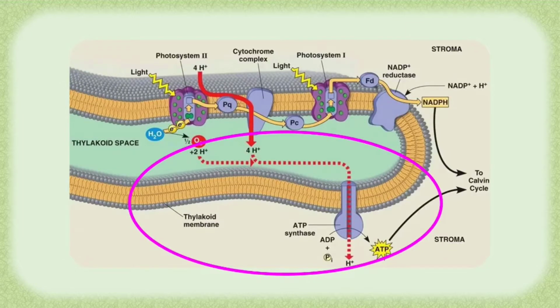Before we look at what happens next to our electrons, though, we're just going to turn our attention to the purpose of these hydrogen ions that have been brought into the thylakoid, and that's going to turn our attention to another structure in the thylakoid membrane called the ATP synthase. So let's look at the detail of what's going on there.